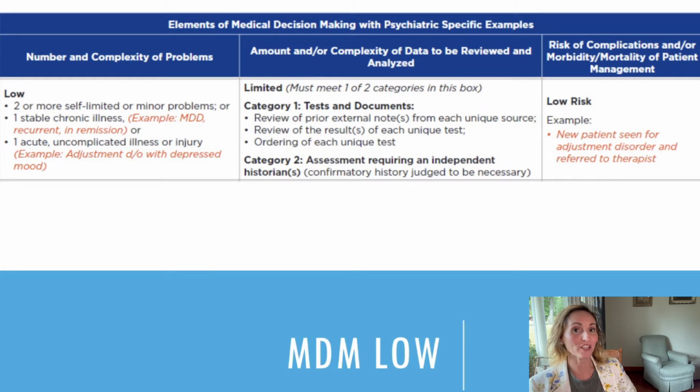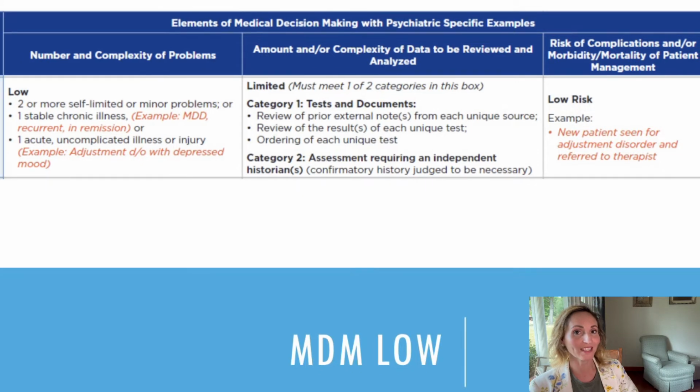This would be for a patient if you prescribe over-the-counter medications because they can't sleep. Due to this acute illness and low risk because it's over-the-counter medications, that would make it a 99203 or 213. For one stable chronic condition, major depressive disorder, recurrent in remission, or for one acute uncomplicated illness or injury, an example would be adjustment disorder with depressed mood.